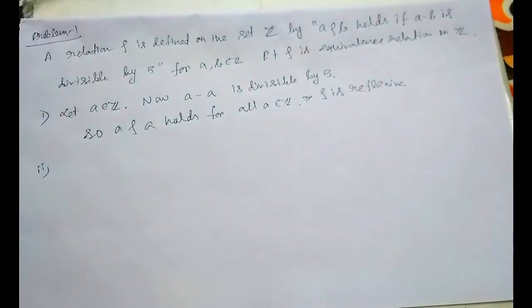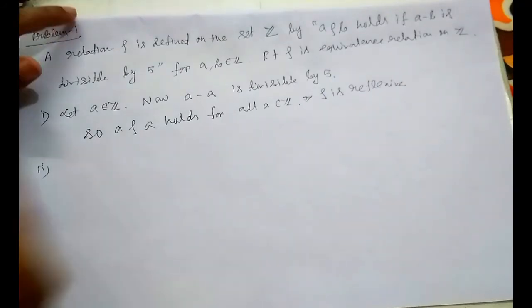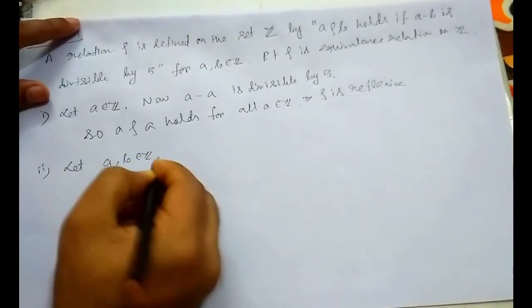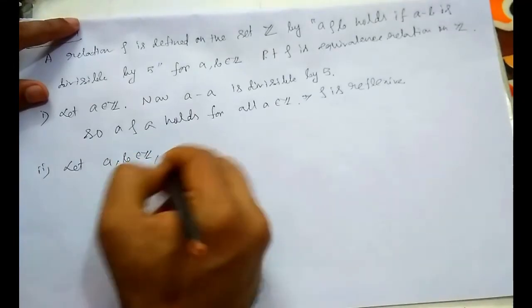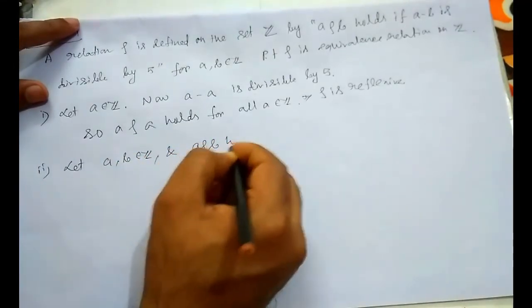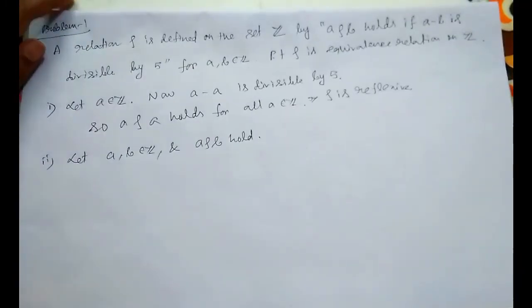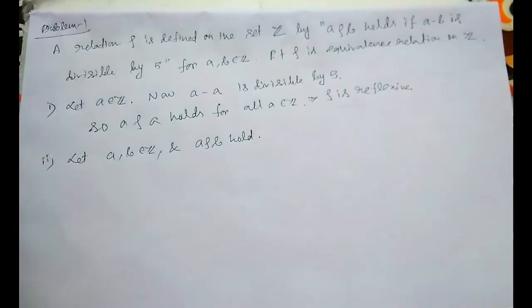Okay, now we have to check that rho is symmetric. Let a, b belong to Z and a rho b hold. Just recall the definition of symmetricity. In the definition, a and b are from the set S, and we have to assume that a rho b holds.